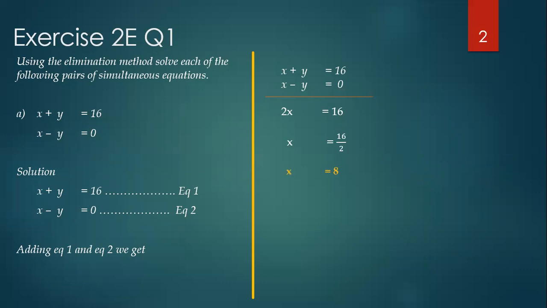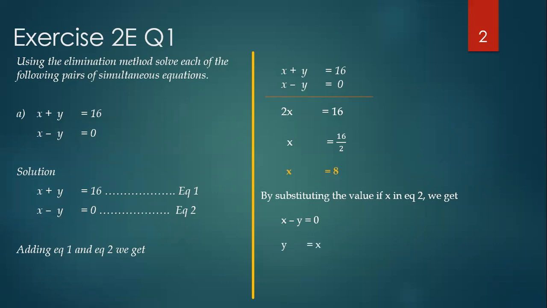Now, since we have found the value of x as 8, we are going to substitute or replace the value of x in any one of these two equations. So you can choose which one you want to substitute the value of x into. I am substituting the value of x in equation 2. It's less work, that's why. So x minus y is equal to 0, which is my equation 2. And I'm going to replace the value of x as 8 in this equation.